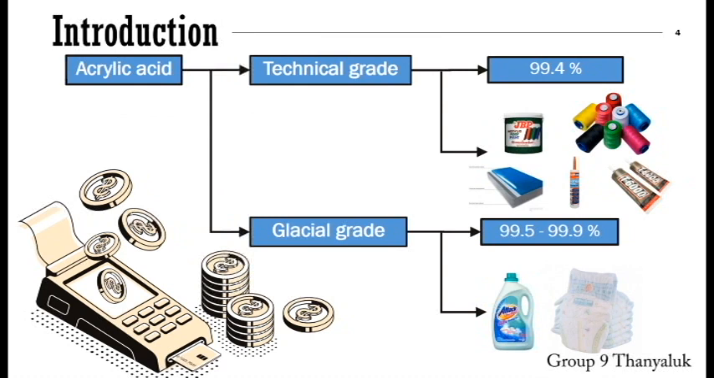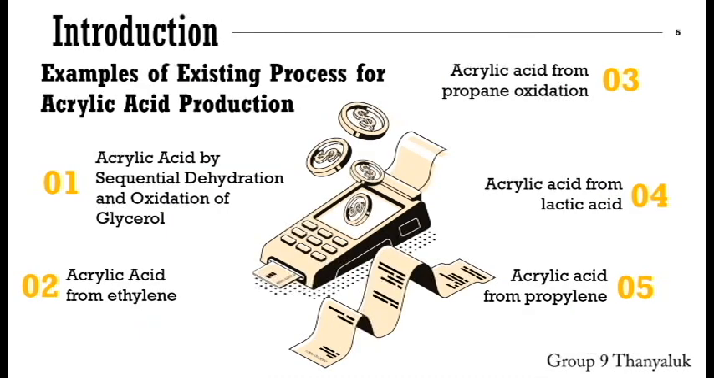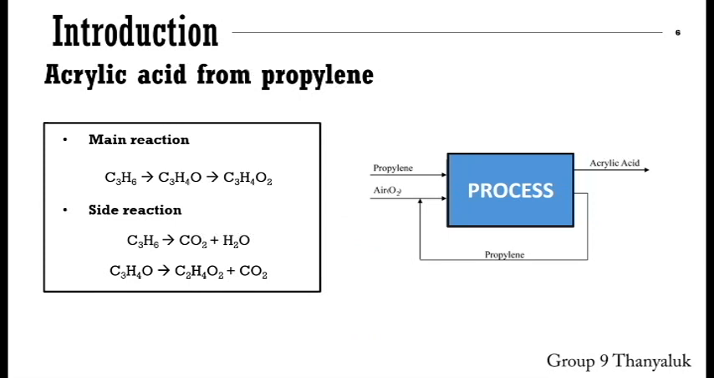In this project, we are going to produce glacial-grade acrylic acid with a purity of 99.6% because of its high purity and high selling price. There are many existing processes for acrylic acid production, such as sequential dehydration and oxidation of glycerol, acrylic acid from ethylene, acrylic acid from propylene oxidation, and acrylic acid from lactic acid, but the most common way which gives a high yield currently is the partial oxidation of propylene. In our process, we analyze the industrial scale production of propylene to acrylic acid.